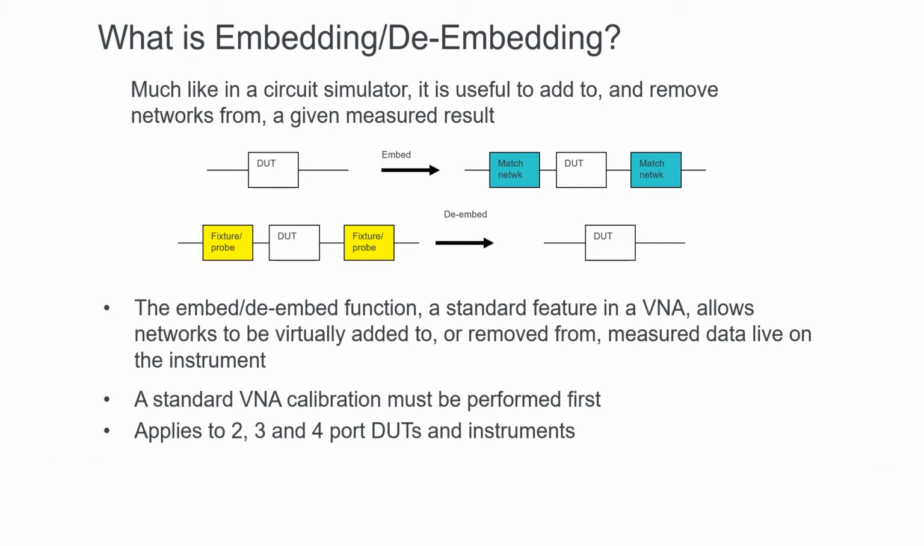And an embedding de-embedding function is a standard feature in a VNA. And basically it allows us to add that network or remove that network and measure that new data live on the instrument. Of course, we need to have a standard VNA calibration performed first. So this would be your standard SOLT or other method that you choose to use. And then we can apply this embedding, de-embedding to 2, 3, and 4 port devices under test.